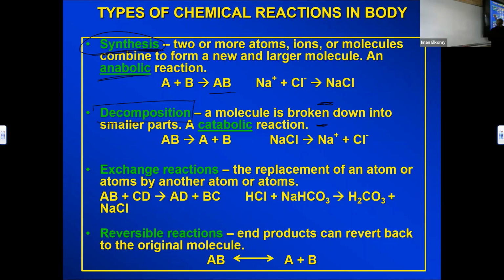Decomposition, when something decomposes, it is breaking down, also called catabolic. So I took my AB, I split them apart, I have A plus B. Cool? Yeah. All right, that's catabolism or decomposition.